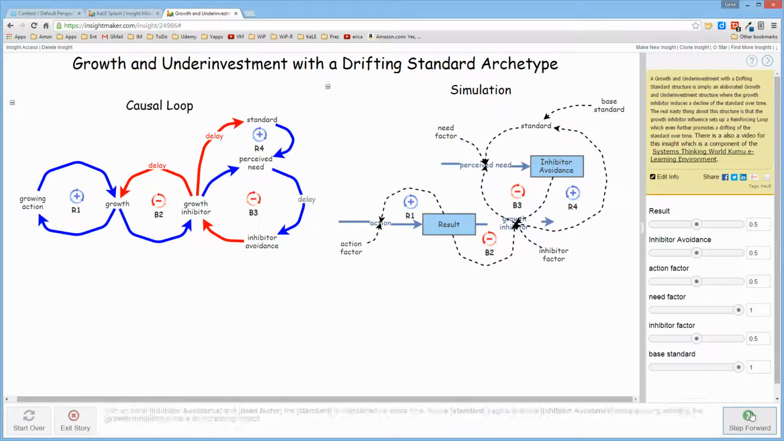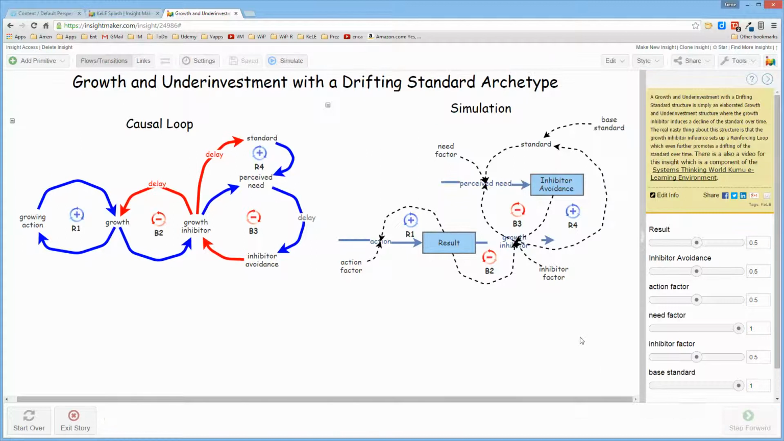So the strategy for this structure is pretty much the same as it was for the growth and underinvestment structure, in that you need to realize what the structure is that's in place, and if at all possible, begin to develop the inhibitor avoidance before you actually undertake the growth itself. And realize that by the nature of this vicious reinforcing loop, if you allow the standard to slip, it will continue to slip, and it will cause a rapid decline in the overall result.